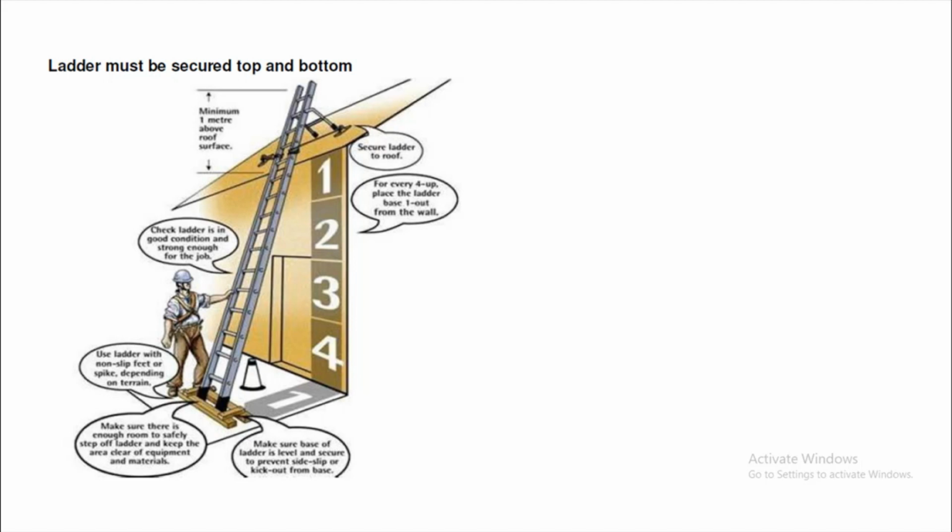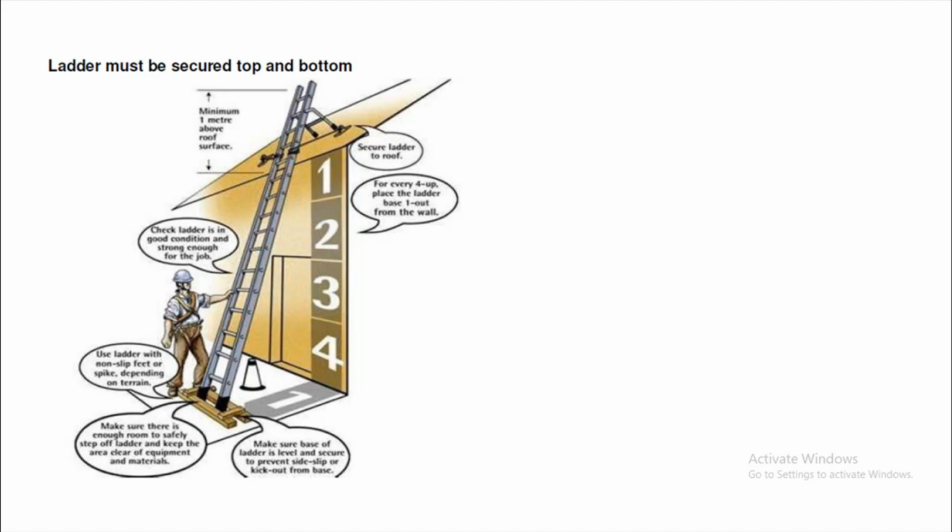This is to make sure that when you are climbing on the ladder, your load is still on the center of gravity of the ladder. Okay, make sure the base of the ladder is level and secured to prevent side slip or kick out from the base. Make sure there is enough room to safely step off the ladder and keep the area clear of equipment and material. So make sure that the entry to the ladder is clear, with no material stored on it, including the exit of the ladder.